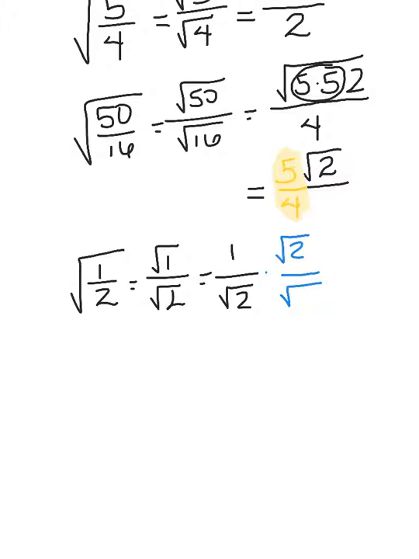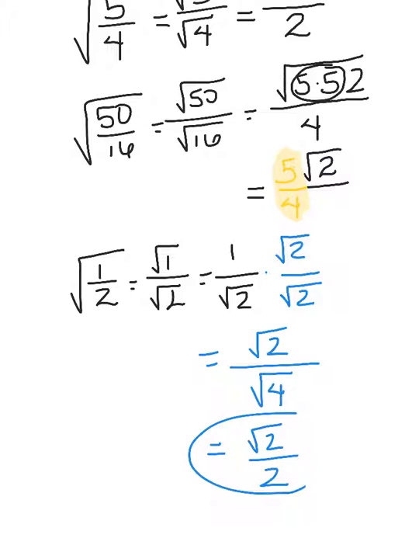So the square root of 2. And multiply, if you remember your fraction rules, multiply across the top and you get the square root of 2. Multiply across the bottom and you get the square root of 4, which we know will simplify to 2. So we get the square root of 2 all over 2, and we have an equivalent expression that has been rationalized.